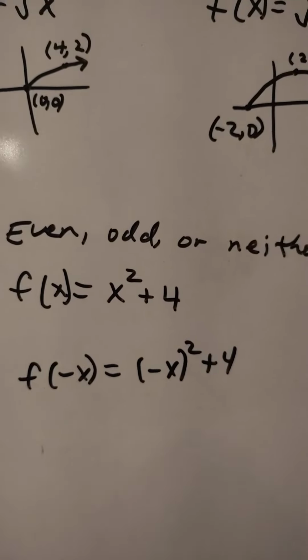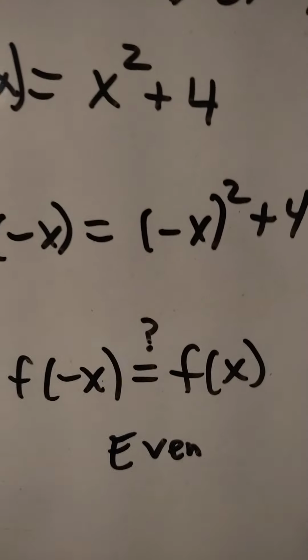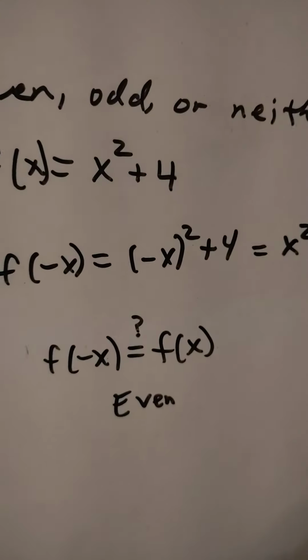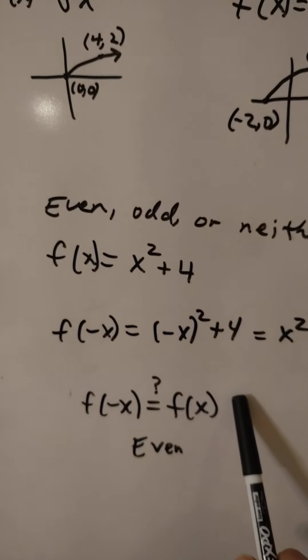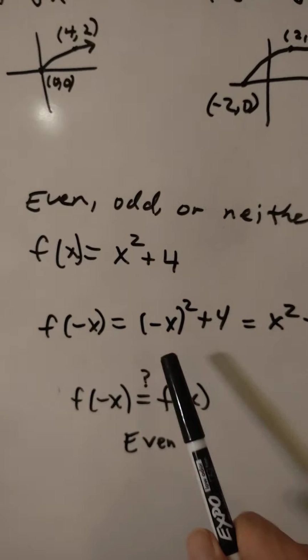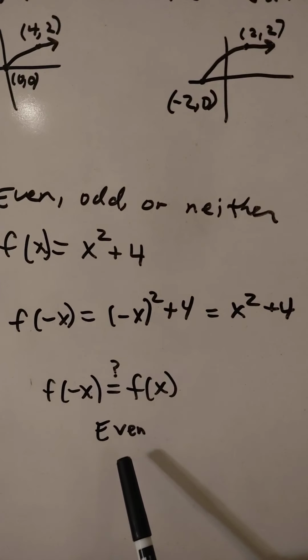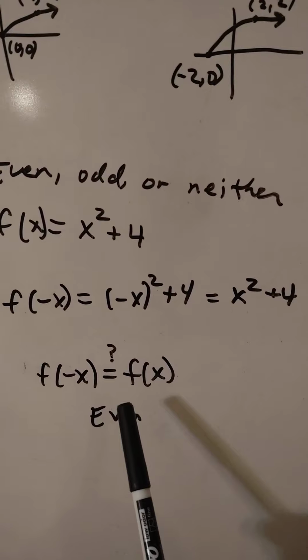I'll put a question mark there. If that equality holds true, then it's going to be an even function. This is how you show it algebraically, whether a function is even, odd, or neither. If this holds true, it's an even function. Let's see if this holds true. Does f of -x, which is this, equal the original function, f of x? It does. So that means it's an even function. Those are the easiest when it's an even function, because you can just stop right there.